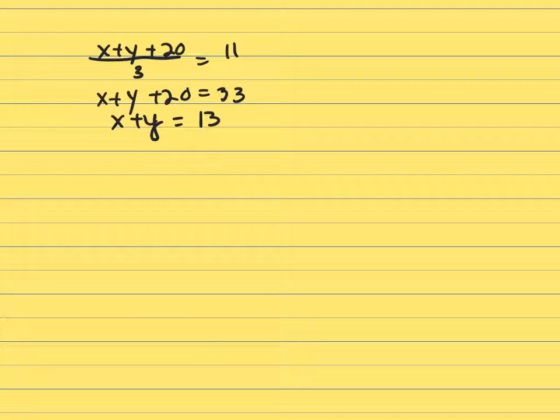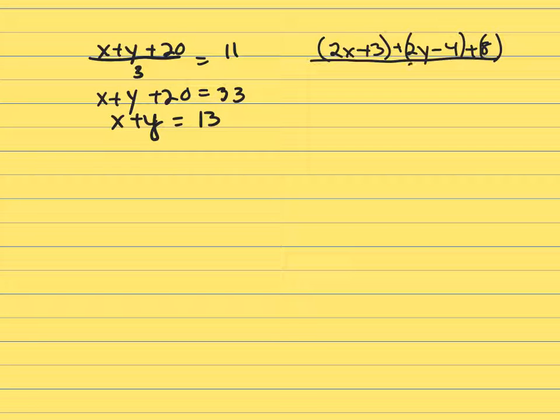We're trying to find the average of 2x plus 3, 2y minus 4, and 8. So 2x plus 3, 2y minus 4, and an 8. Of course, divide that by 3 and that will give you your average. So that's 2x plus 3 plus 2y minus 4 plus 8 over 3.